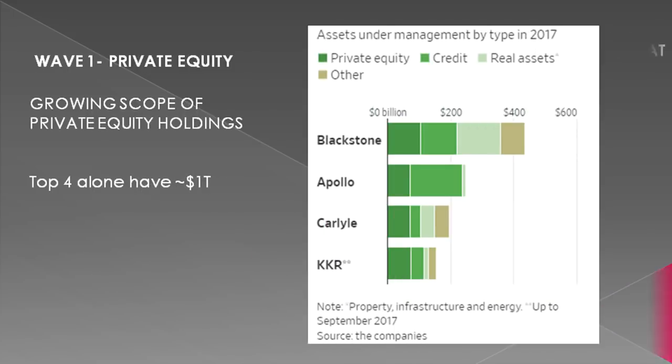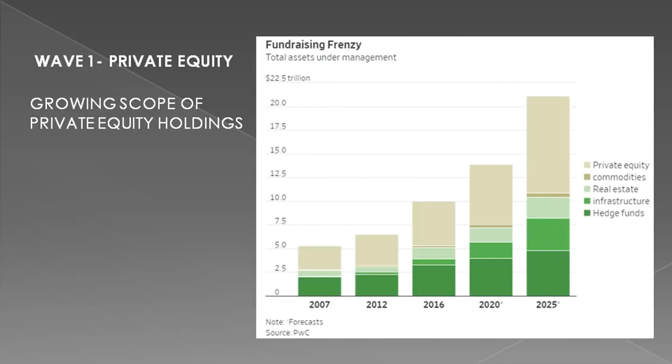Let's just take a quick look at private equity first. I mentioned the top 4 U.S. private equity firms now have over $1 trillion in assets alone. This is up dramatically in the last 10 years. Shown here in tan color, you can see that the growth is going exponential. Investors are clamoring to get in.